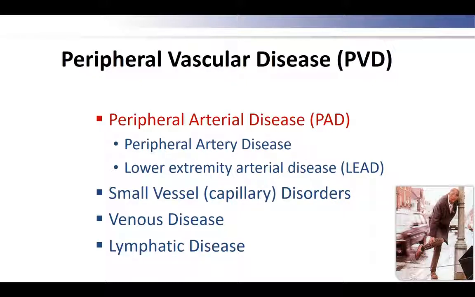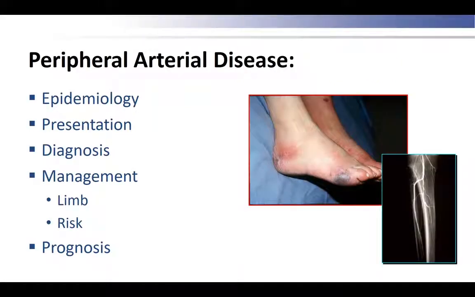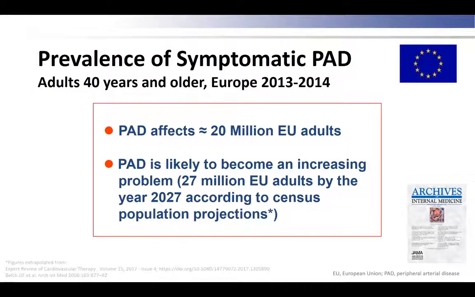And obviously I want to talk about peripheral arterial disease. I'd like to go through all five of these areas: epidemiology, presentation, diagnosis, management, and prognosis. So let's look first at the epidemiology. It's a very, very common disease.